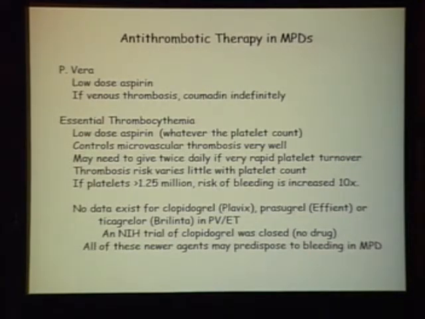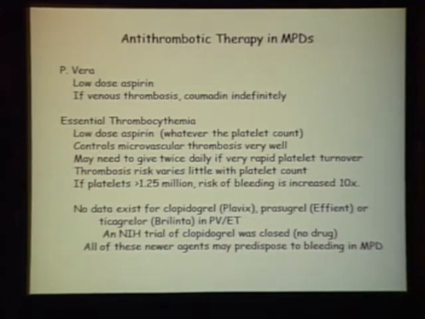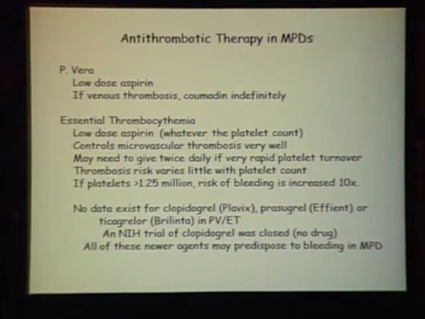If the patient has already had venous thrombosis, particularly in the abdominal cavity, or cerebral sinus thrombosis, for example, then Coumadin is the safest anticoagulant and probably should be used indefinitely, because the risk of a recurrent thrombosis in a polycythemia vera patient who has already had one thrombus is quite elevated, up to maybe 20%, which is higher than in a person who doesn't have any myeloproliferative disorder. Again, there are no real studies on this.